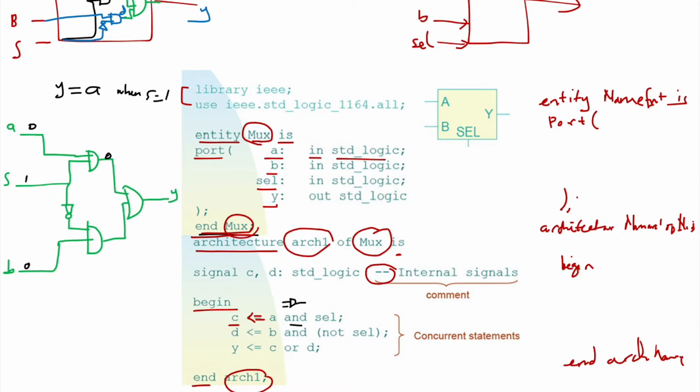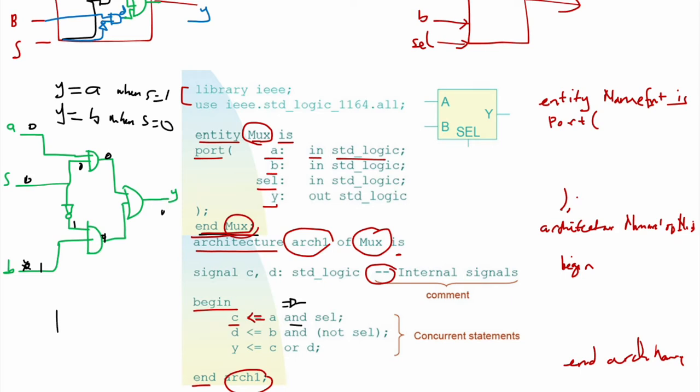Again, if S is 0, here will be a 1, here will be a 0, so A will not be selected. B will be selected, or Y will be equal to 0 if you see 0, 1, 1, 0 is 0, so that Y will be equal to 0 in that case. Or if B is 1, then we will have 1, 1, and Y will be equal to 1. So we have Y is equal to B when S is equal to 0.